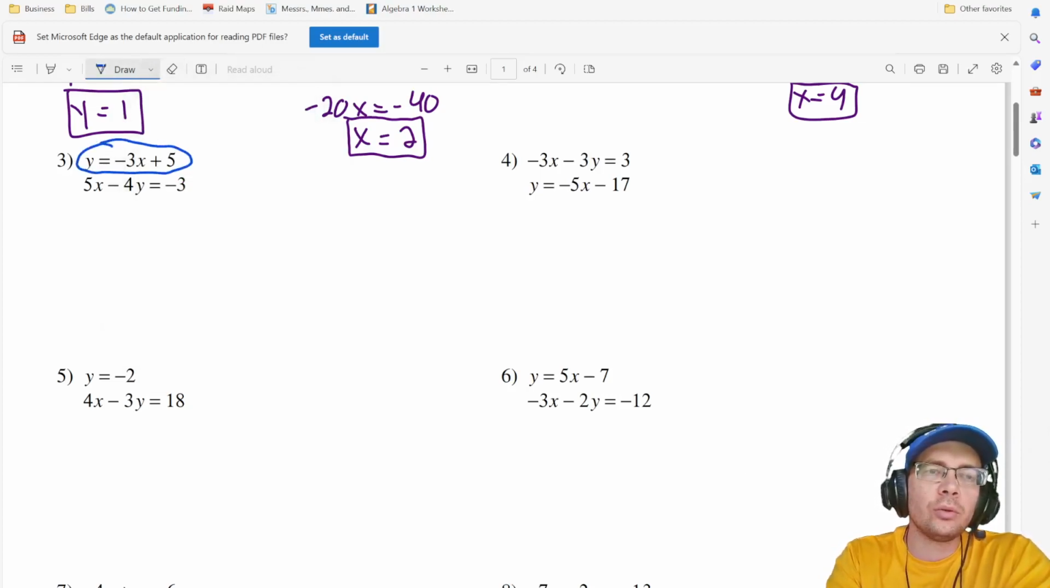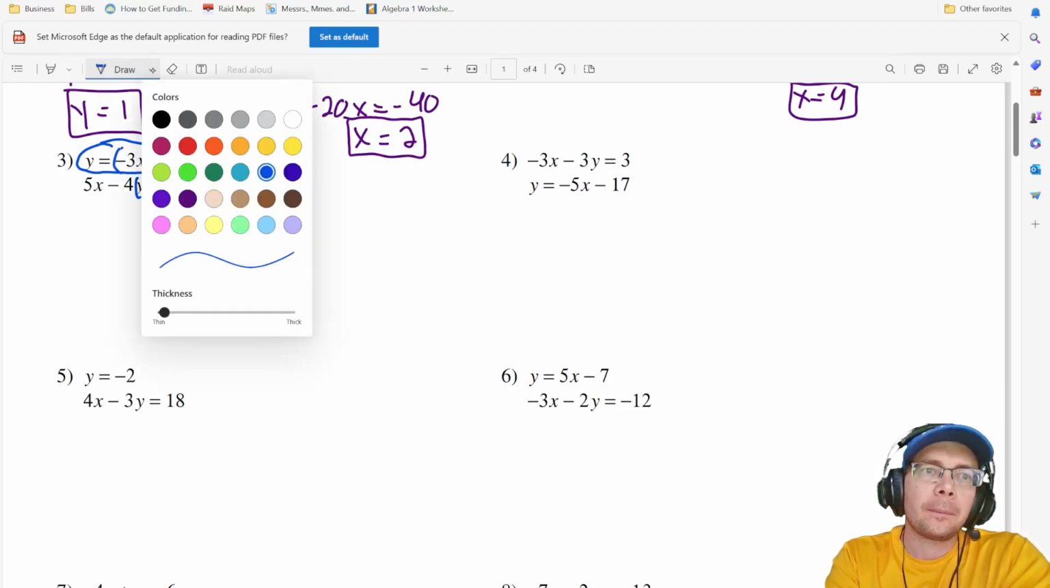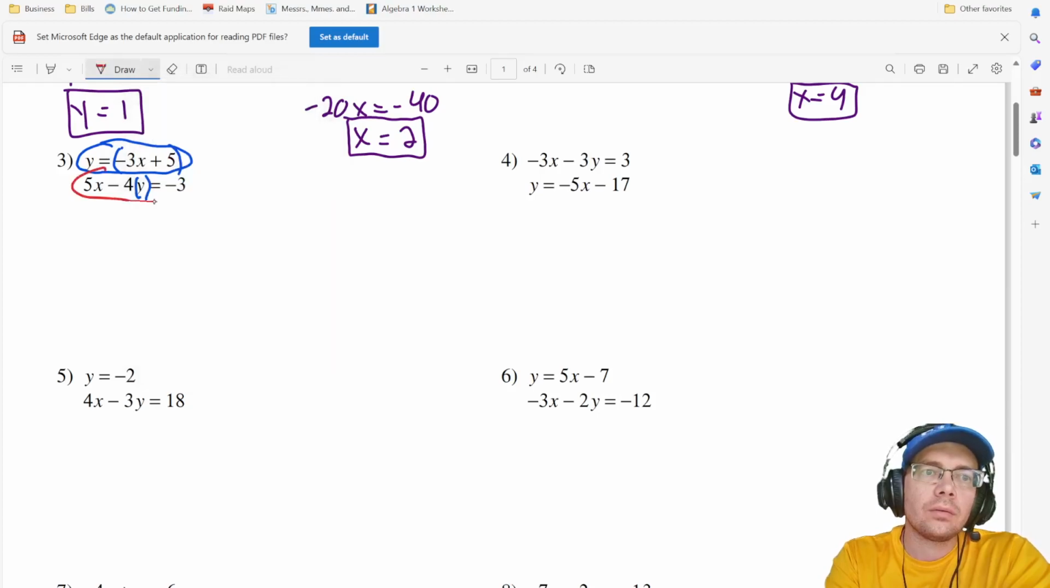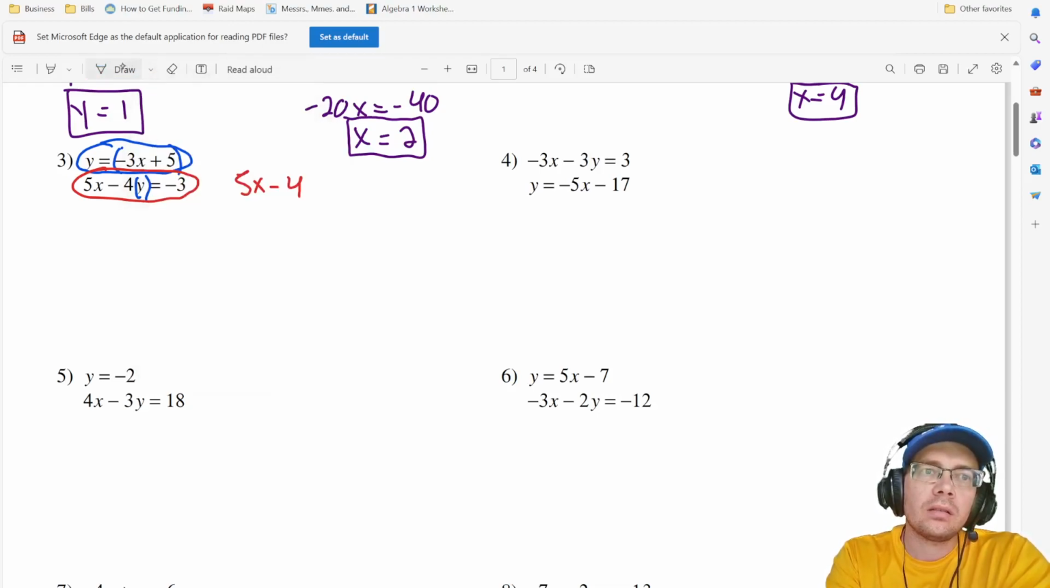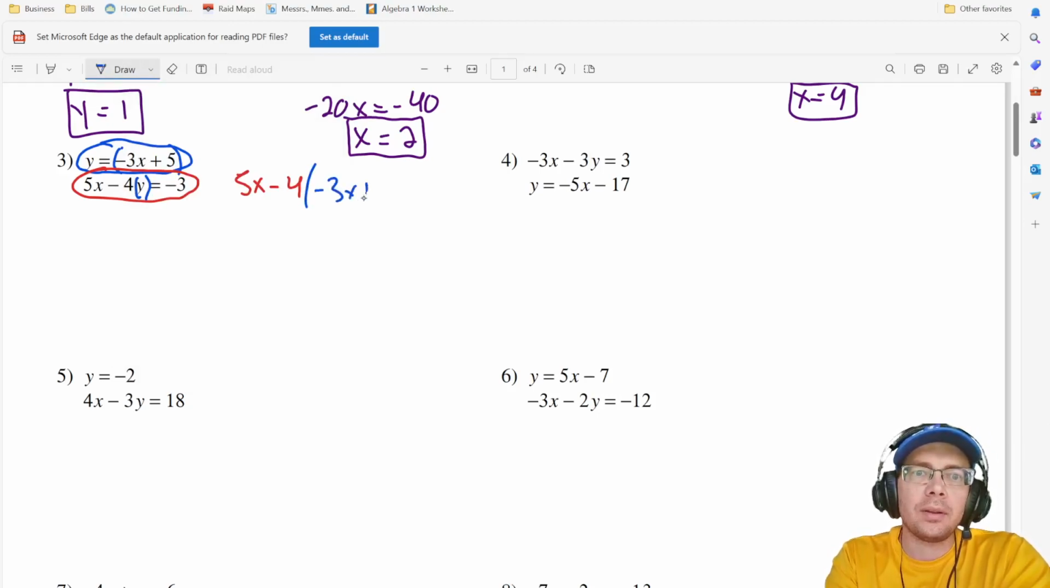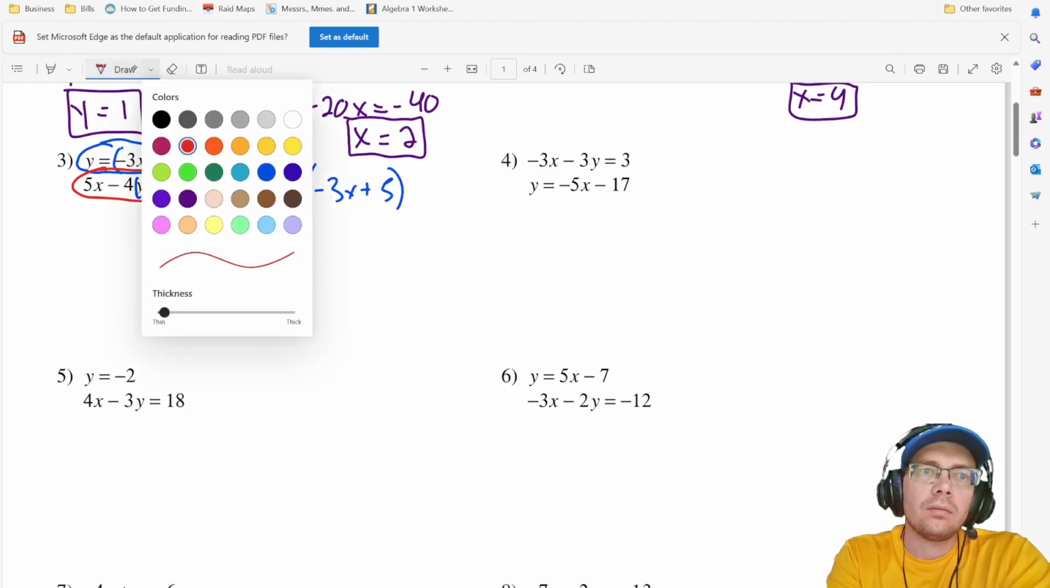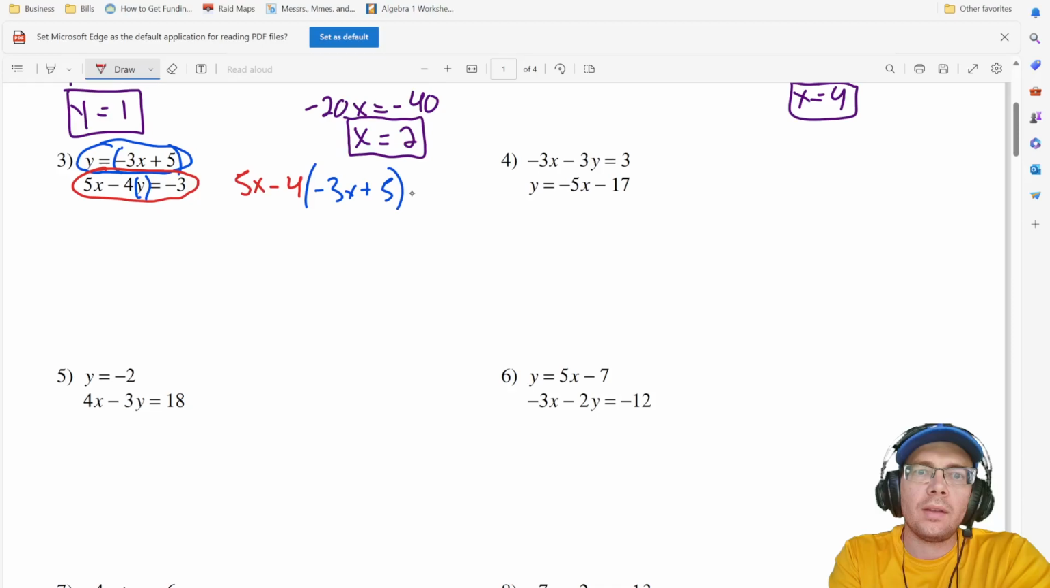All right, so there's blue. That one's already solved for, so I'm going to be inserting the negative 3x plus 5 into where the y is in the other equation. All right, so this is going to be my main equation here, 5x minus 4. But then I plug in my y stuff, negative 3x plus 5. And then I go back to red. Okay, and then that's equal to negative 3.